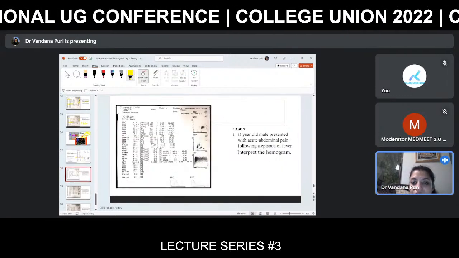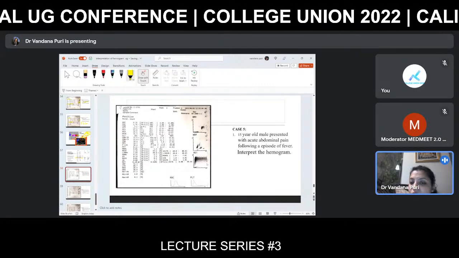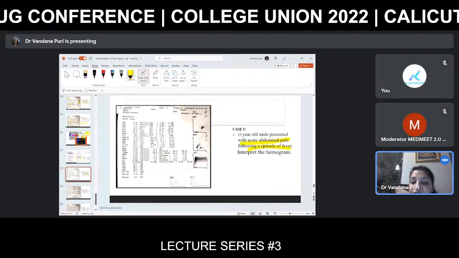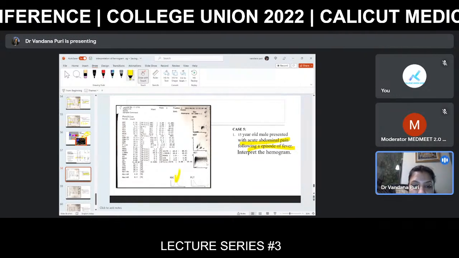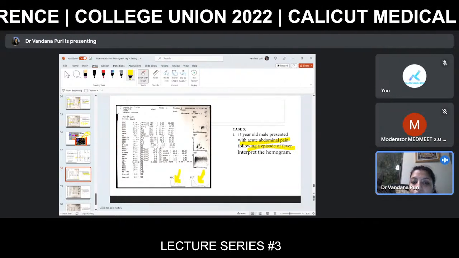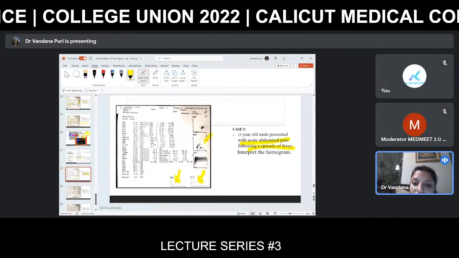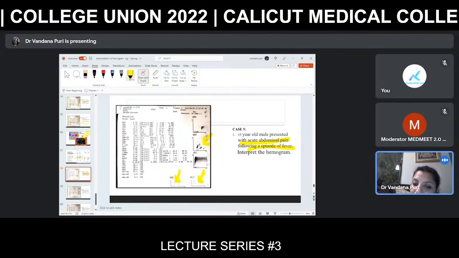So let's see if you can identify. This is a 15-year-old male who has acute abdominal pain and fever. And what catches your eye immediately is red cells are normal here. Platelets are basically borderline. And if you see the distribution of WBC, it is also normal. But look at this reticulocyte here.